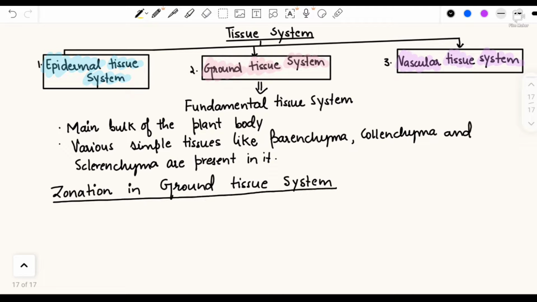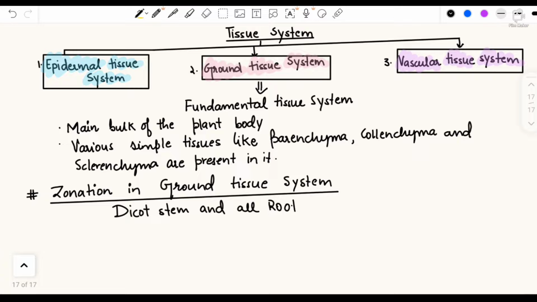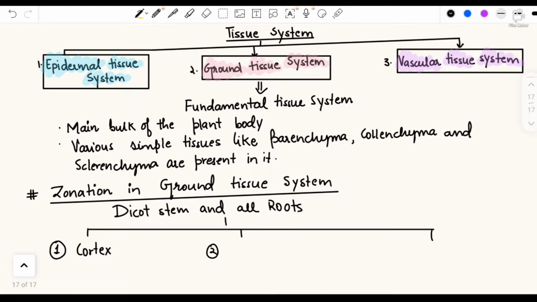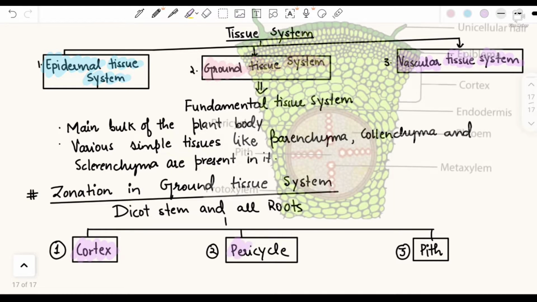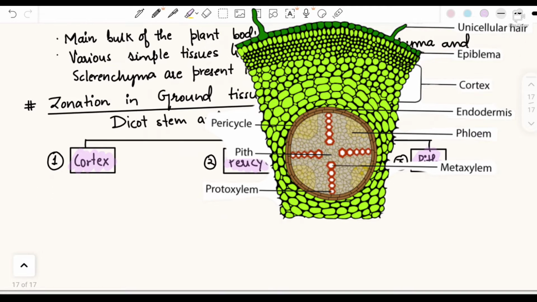Talking about its zonations, we have three major zones of ground tissue system, which is present in all dicot stems and all roots. So all dicot stems and all roots, monocot root, dicot root, they are having this ground tissue. However, monocot stem lacks ground tissue. We have three zones, that is cortex, pericycle and pith in the ground tissue system present in dicot stem and roots.